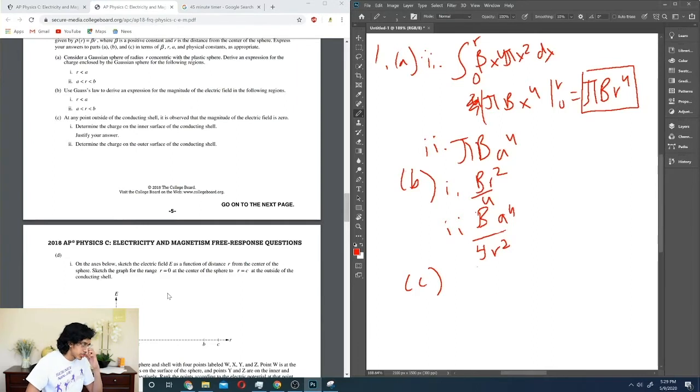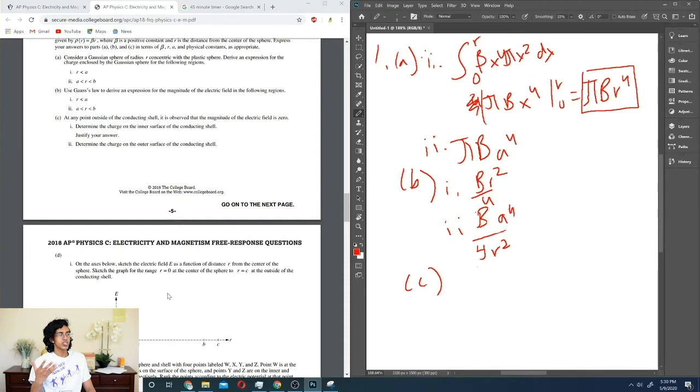And then part C: at any point outside the conducting shell, it is observed that the magnitude of the electric field is 0. Determine the charge on the inner surface of the conducting shell, and determine the charge on the outer surface of the conducting shell. Essentially, for the electric field to be 0 within the conductor, because by definition the conductor has to have a 0 electric field, its inner surface must have the same but opposite charge as the inner sphere, so that it completely cancels out the charge. By Gauss's law, our charge inside is going to be 0, so our electric field throughout the conductor is 0.